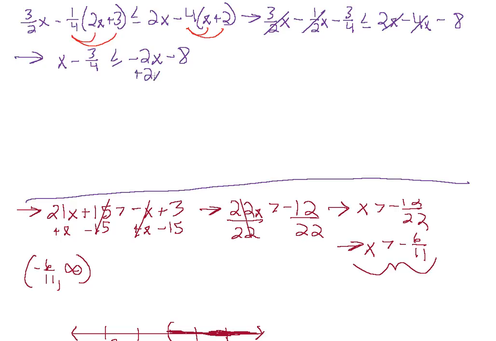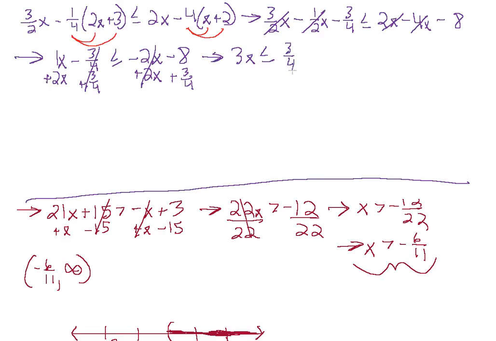So let's add 2x to both sides. And let's go ahead and save ourselves a step by adding 3/4 to both sides. Plus 3/4, plus 3/4. These two terms cancel, as do these. 1x plus 2x is 3x. Less than or equal to. We have 3 over 4.